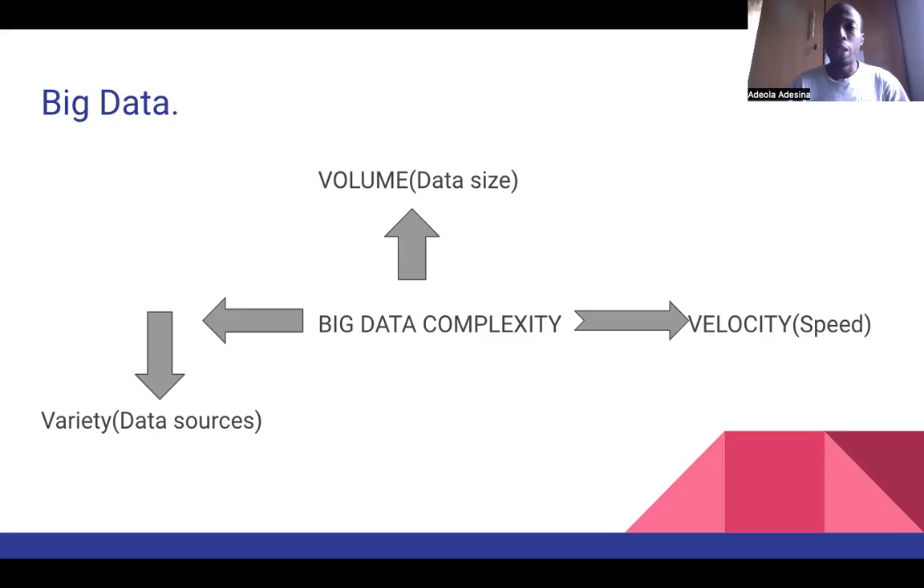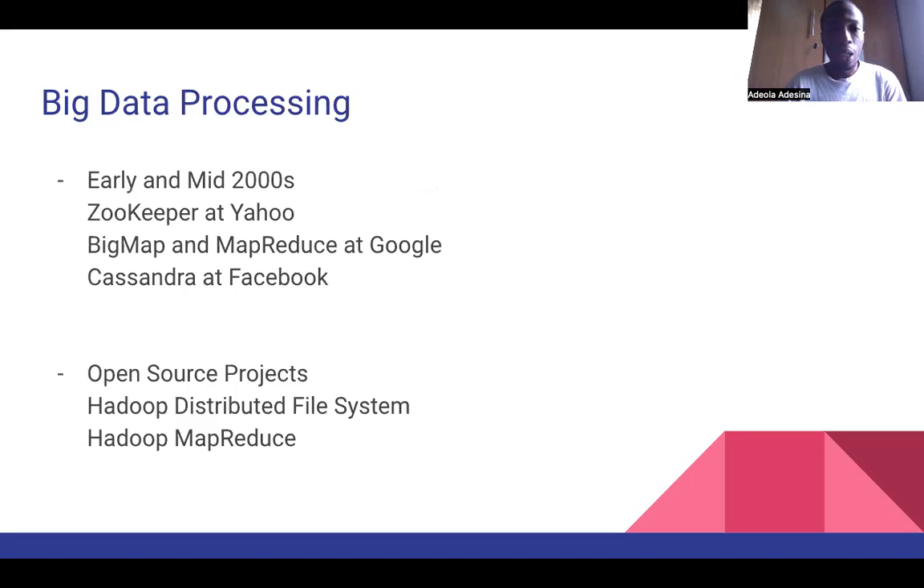Every second, data is generated on Facebook. Every second, data is generated on Twitter. Every second, Amazon generates sales data. So we look at the velocity, the speed at which this data comes in, and these companies still need to make sense of this data, right?